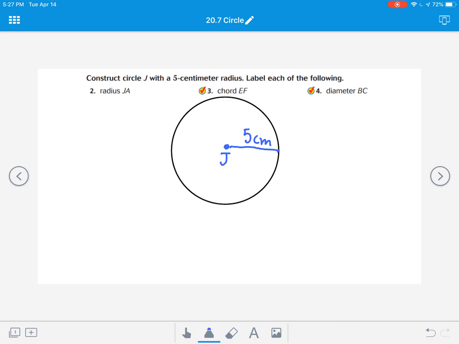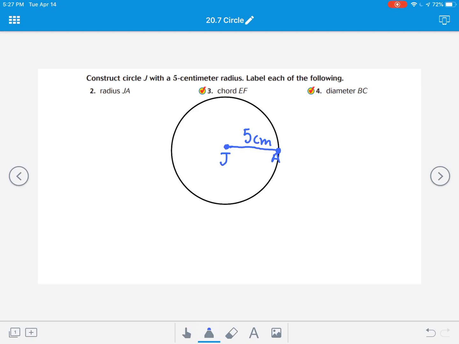So for numbers 2 through 4, we're going to label the circle with these different pieces to make sure we understand the vocabulary of a circle. So number 2 says to label the radius JA. So we've already drawn the radius as 5 centimeters. So the radius has one endpoint as the center, and the other is on the edge of the circle. So it wants us to label the radius JA. So I already have J as the center, so I just need to add A for the other endpoint. So now this radius is line segment JA, and it's 5 centimeters in length.